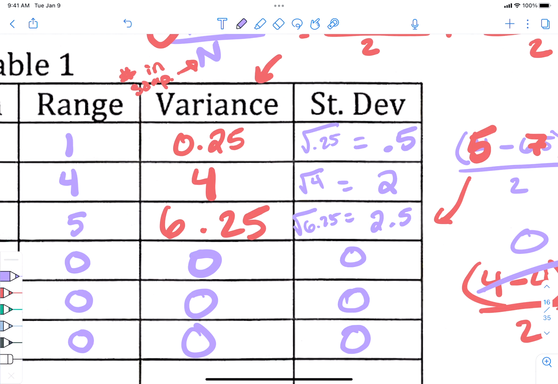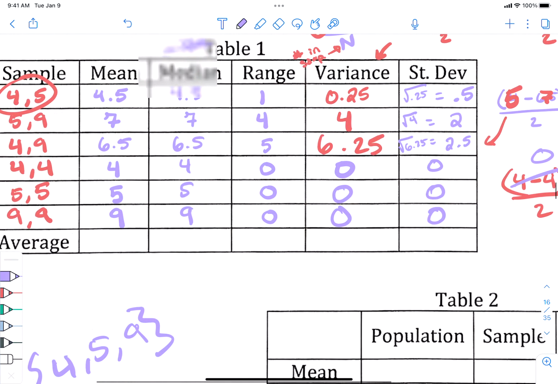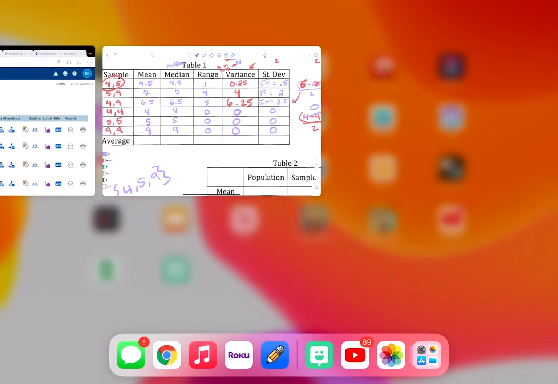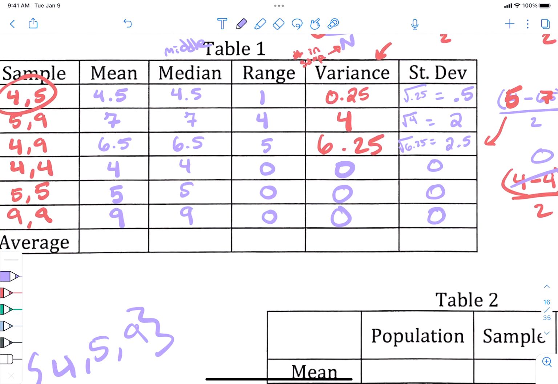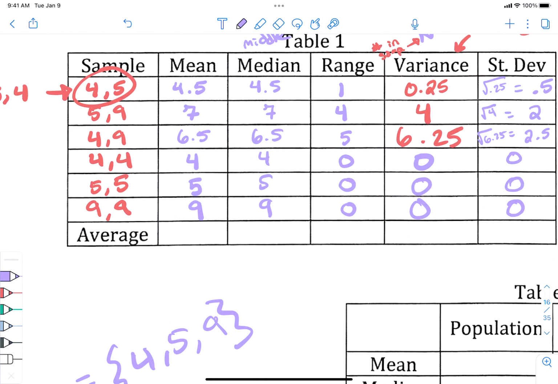Okay, so we've got those numbers. We're going to find the average of each column, and then we're going to compare it to the entire population and see if it's close, right? The mean, if we average these numbers together, all of them. Did anybody do that yet? There are 6 numbers. Add them all together and divide by 6. Mean 6 and median 6.